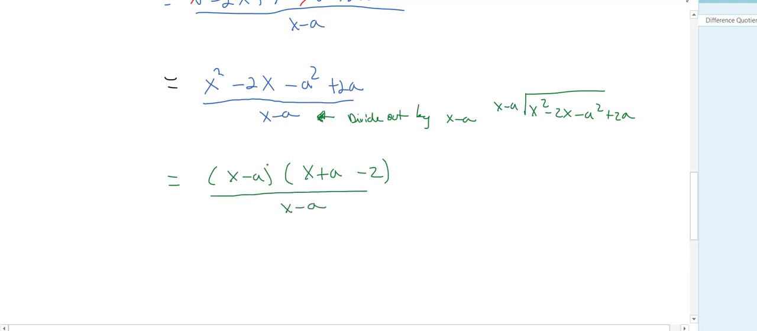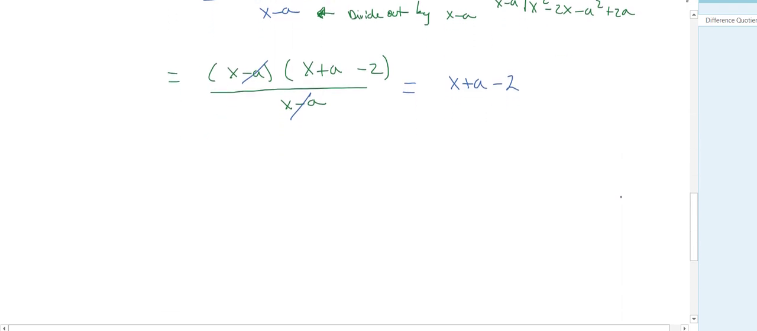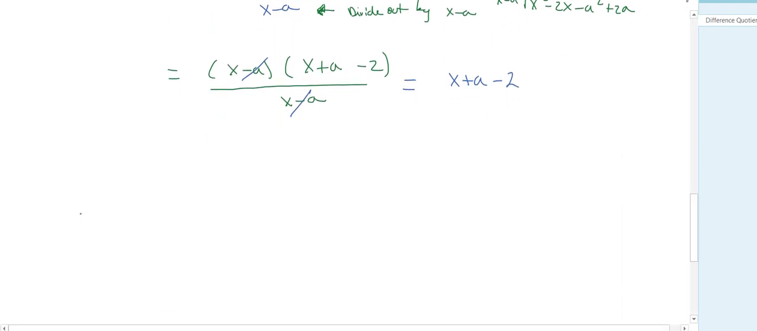And now we can cancel this x minus a. So the final answer will be x plus a minus 2. So that's how you will handle this one. In an ideal situation, this will factor nicely, and then you can just cancel them. But knowing that I do want to cancel that, that's what prompted me to see, well, what if I do long division by x minus a, and then I can find my quotient and make sure that the remainder is 0, which I did get, so that's how I know that I can do that.